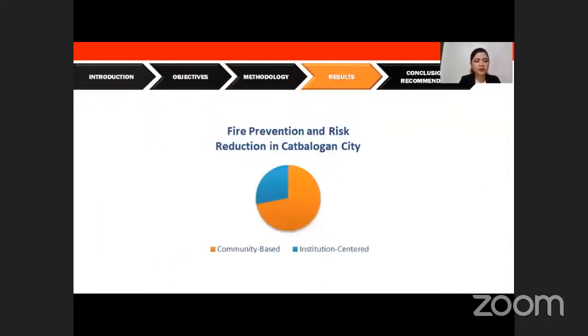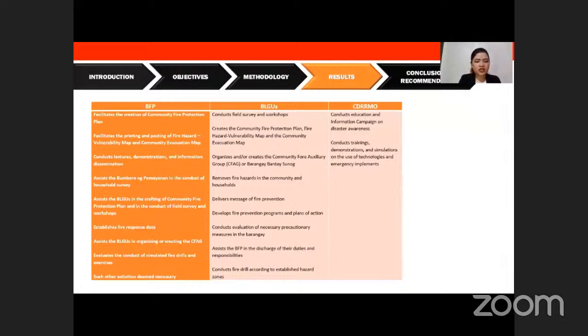or with the community. Results showed that fire prevention and risk reduction in the city is community-based, and both the BFP and BLGUs responded that it is, except the CDRRMO, or the Katbalogan Disaster Risk Reduction Management Office, as based on them, they are governed by the principle or system upheld by the civil defense, which is the incident command system. Though they are operating locally, they focus merely on institutions through the local government units.